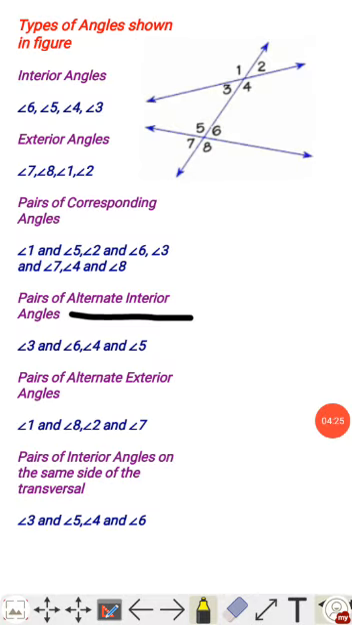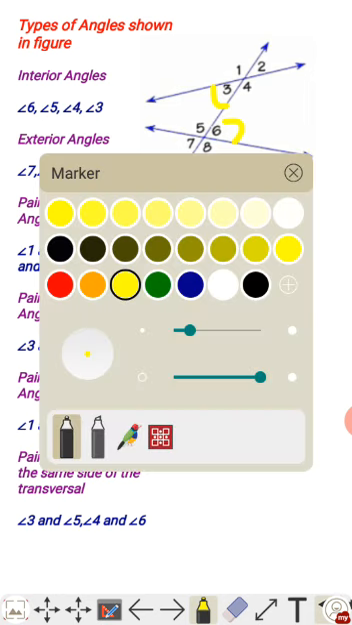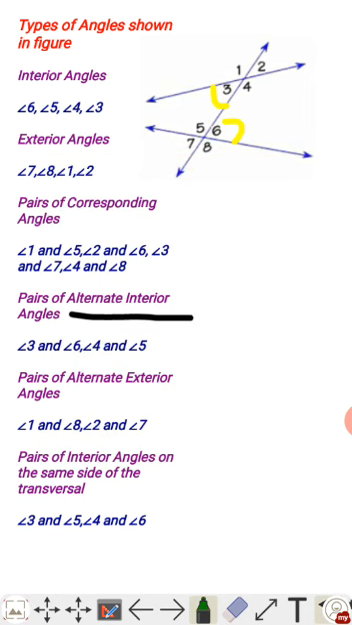So here the alternate interior angle pair, angle 3 and angle 6, is the first pair. Angle 4 and angle 5 are another pair for the alternate interior angles. As it is interior, we get only 2 pairs of alternate interior angles.